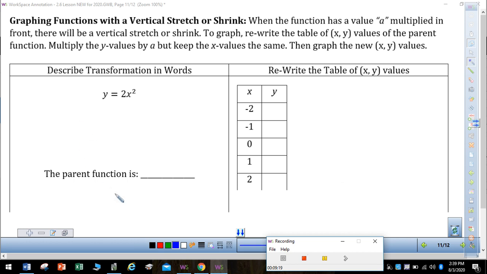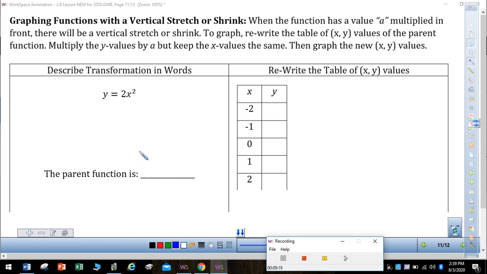All right, the last thing I want to show you is a strategy for how you can graph functions that have a vertical stretch or shrink, which is just another name for compression or being vertically compressed. That happens when the function has a value, we'll call it a, multiplied out in front. To graph it, you're going to start by rewriting the table of x, y values of the parent function. We're going to multiply the y values in that table by a, which is whatever number was out in front, but we're going to keep the x values the same.